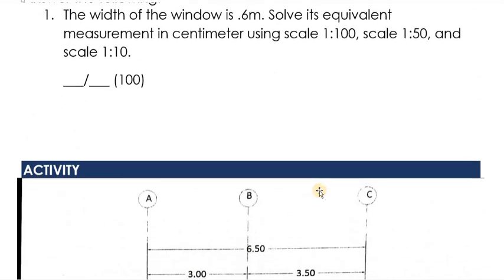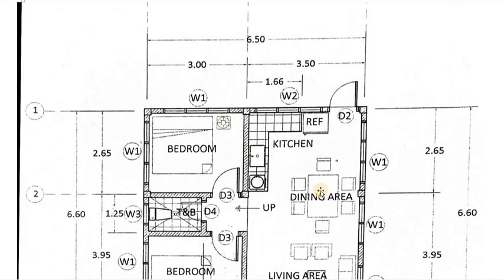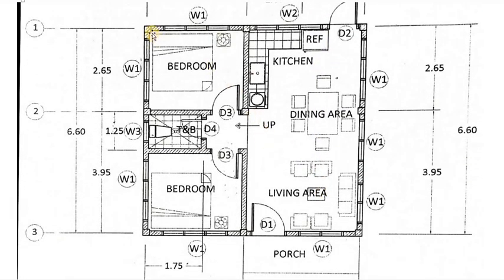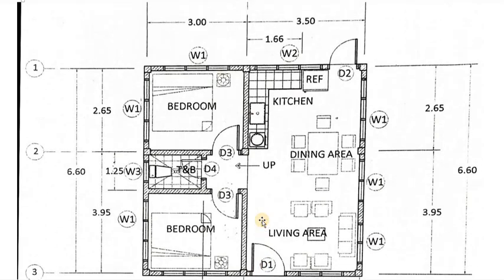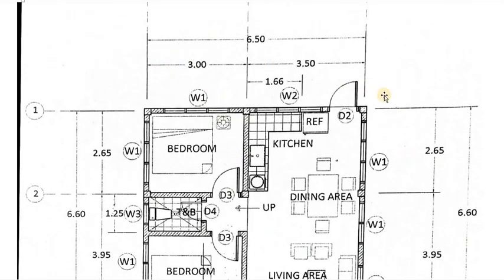Okay, let's now proceed to our activity. So this will be your output, right? The next activity, your output is the complete detail of the floor plan. You'll see here the bedroom, kitchen, toilet and bath, dining area, bedroom, living area, and then a porch. Dimensions are provided here.